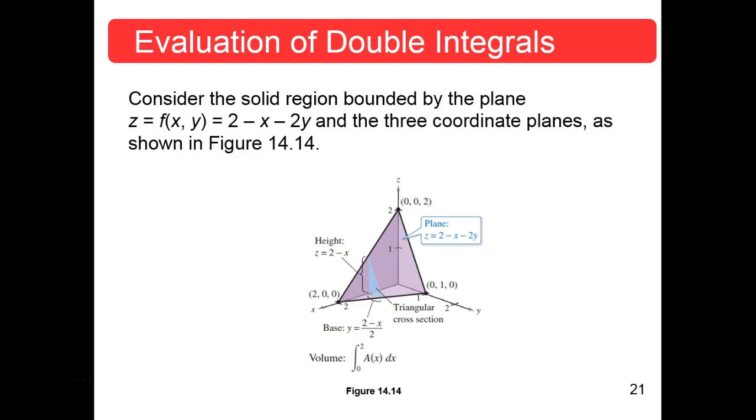Then just shut down one, play with the other. This one's going to have an intersection where, when y is equal to 0, x is equal to 0, and this one will be 2. I'm sorry, z is equal to 0, and y is equal to 0, x is going to be 2. Over here at 0, 1, 0. So you've got that triangular cross-sectional area.